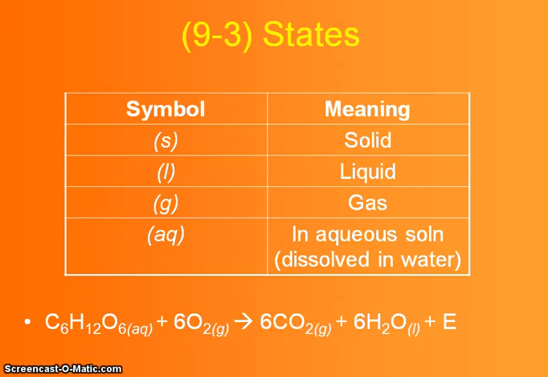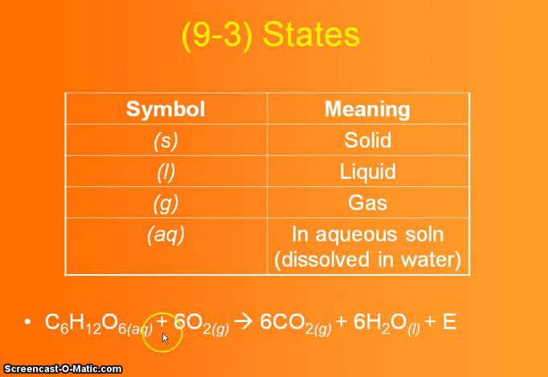Chapter 9, Section 3 talks about states of matter that we're going to include in our balanced chemical equations. So this is an example here at the bottom of how we would write those states of matter. You're probably already familiar with solids, liquids, and gases. S is solid, L is liquid, G is gas. One that's probably not quite as familiar is aqueous, or AQ, and that means that you have actually taken a solid and dissolved it in water.